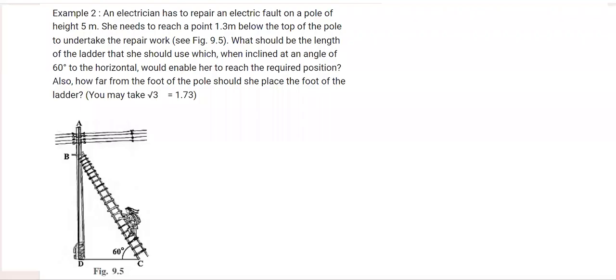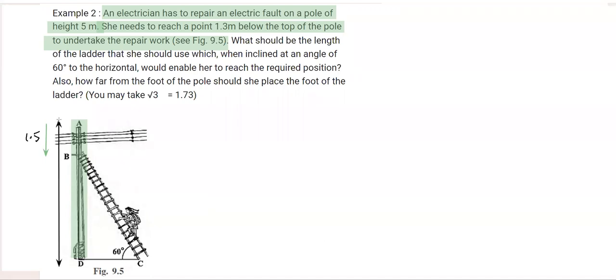In example 2, it says an electrician has to repair an electric fault on a pole of height 5 meters. So we know the height of the pole, and he needs to reach a point which is 1.3 meter below the top of the pole to undertake the repair work. That means we know this length. This length is given as 1.5 meter. That means AB is 1.5 here, and the whole length of this pole is 5 meter.